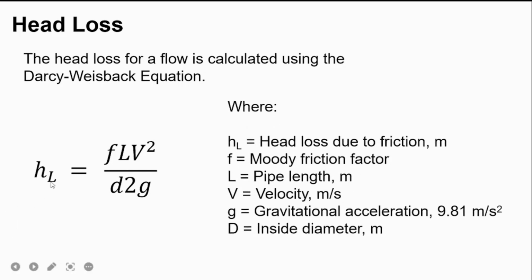The h subscript L is the head loss due to friction. The fancy f right here is the friction factor. The L is the pipe length in meters. The V is the velocity. The D, as you can see, is the pipe diameter. And g is the gravitational acceleration, which is a constant and is equal to 9.81 meters per second squared.